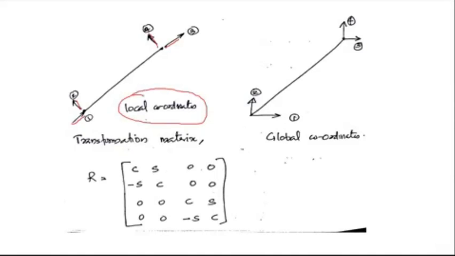And the global coordinates will always be in the global x direction and global y direction. So this is the difference between these two. The transformation matrix R will be, for node 1, cos theta sin theta minus sin theta cos theta, and for node 2 also you have cos theta sin theta minus sin theta cos theta. All other elements will be 0. So this is the transformation matrix.